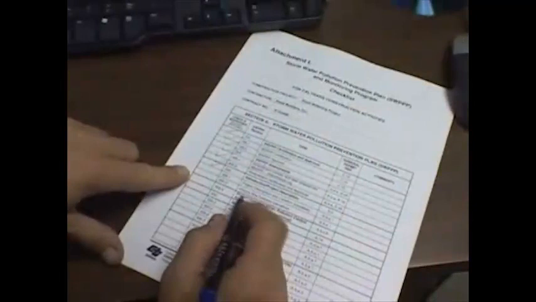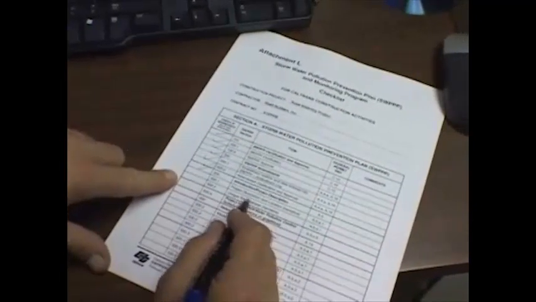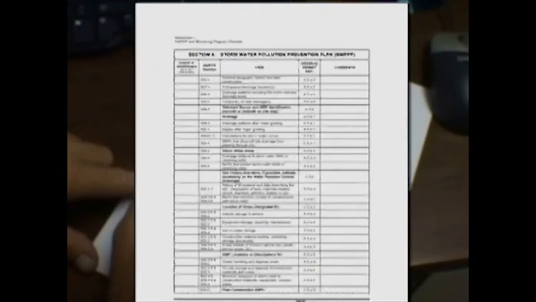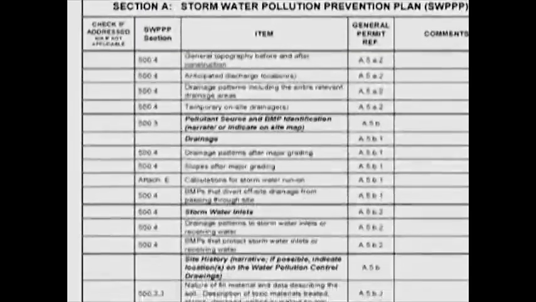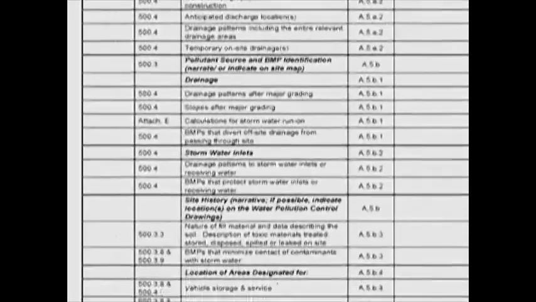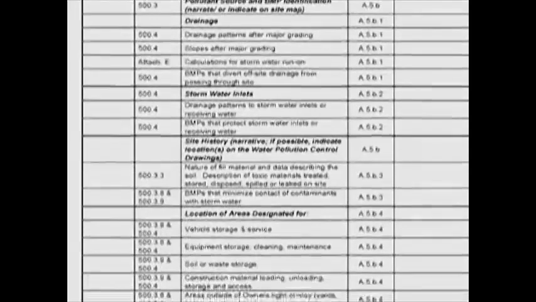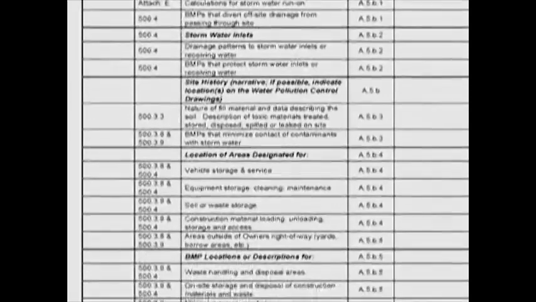To ensure that the contractor addresses all of the required elements of the SWPPP, the contractor completes the Stormwater Pollution Prevention Plan and Monitoring Program checklist. This form provides a list of all items that are to be included in the SWPPP. The contractor is required to include this checklist with the final SWPPP.